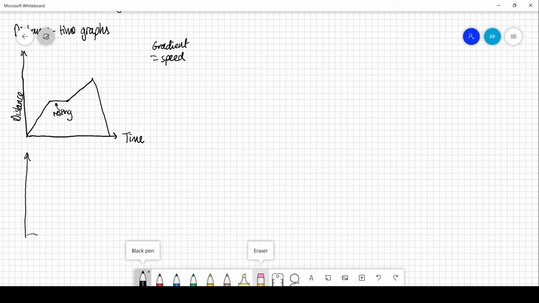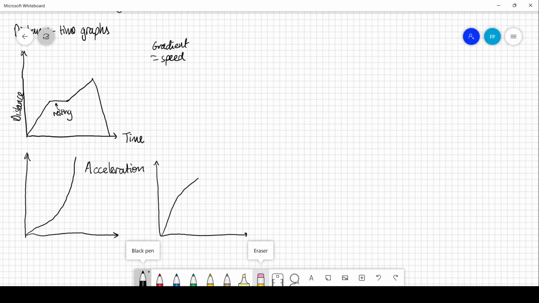So if I draw a new graph this time, and I show, let's say, a line curving up like this, this means the gradient is getting steeper and steeper, so this actually shows acceleration. Whereas let's say if it starts to flatten out, the gradient becomes more and more shallow. This means it's decelerating.